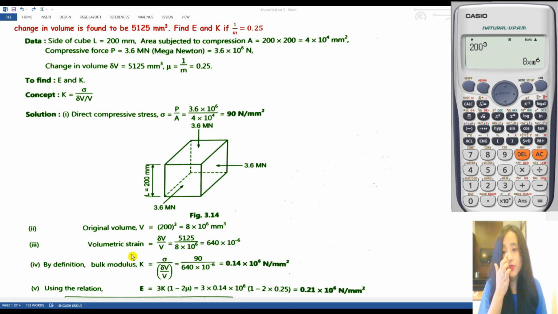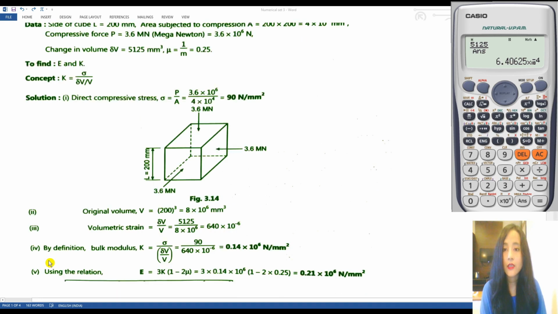Now to find the volumetric strain, we need change in volume by original volume. The change in volume is already given in the question, and the original volume we found right now. So the change in volume is given as 5125 mm cube, divided by its original volume. So this is the volumetric strain, which is coming equal to 6.40 into 10 raised to power minus 4, and here it is given as 640 into 10 raised to power minus 6. The value that you are seeing in the calculator and the value that is written here are one and the same.